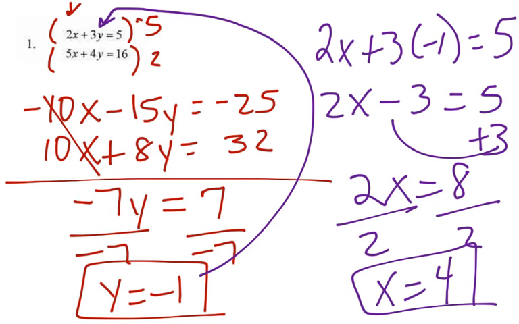Remember, if you wanted to check it, you would go back to your second equation and say 5 times 4 plus 4 times negative 1. Hit enter and make sure you got 16.